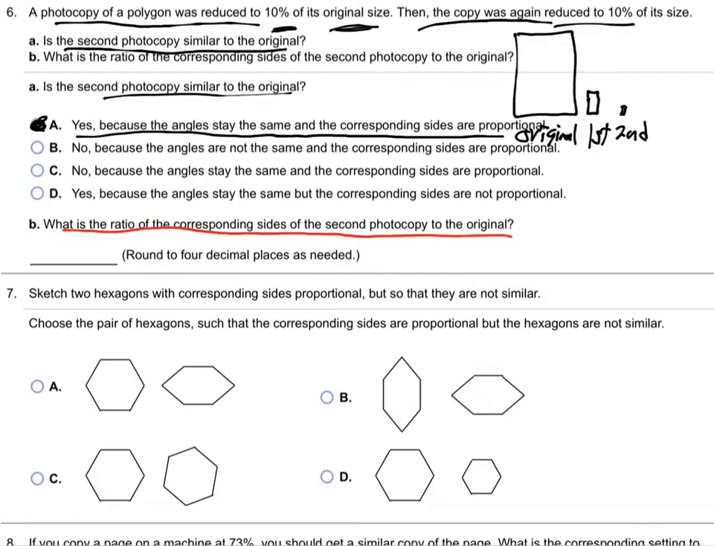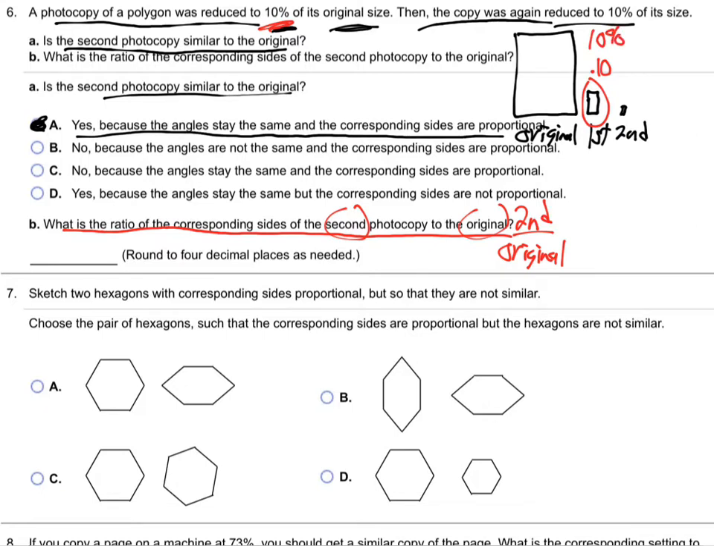So, the ratio, they want the ratio of the second copy to the original. They want second to original. The ratio second to original. Well, this is the first copy. 10% is big, right? I just changed that to a decimal.